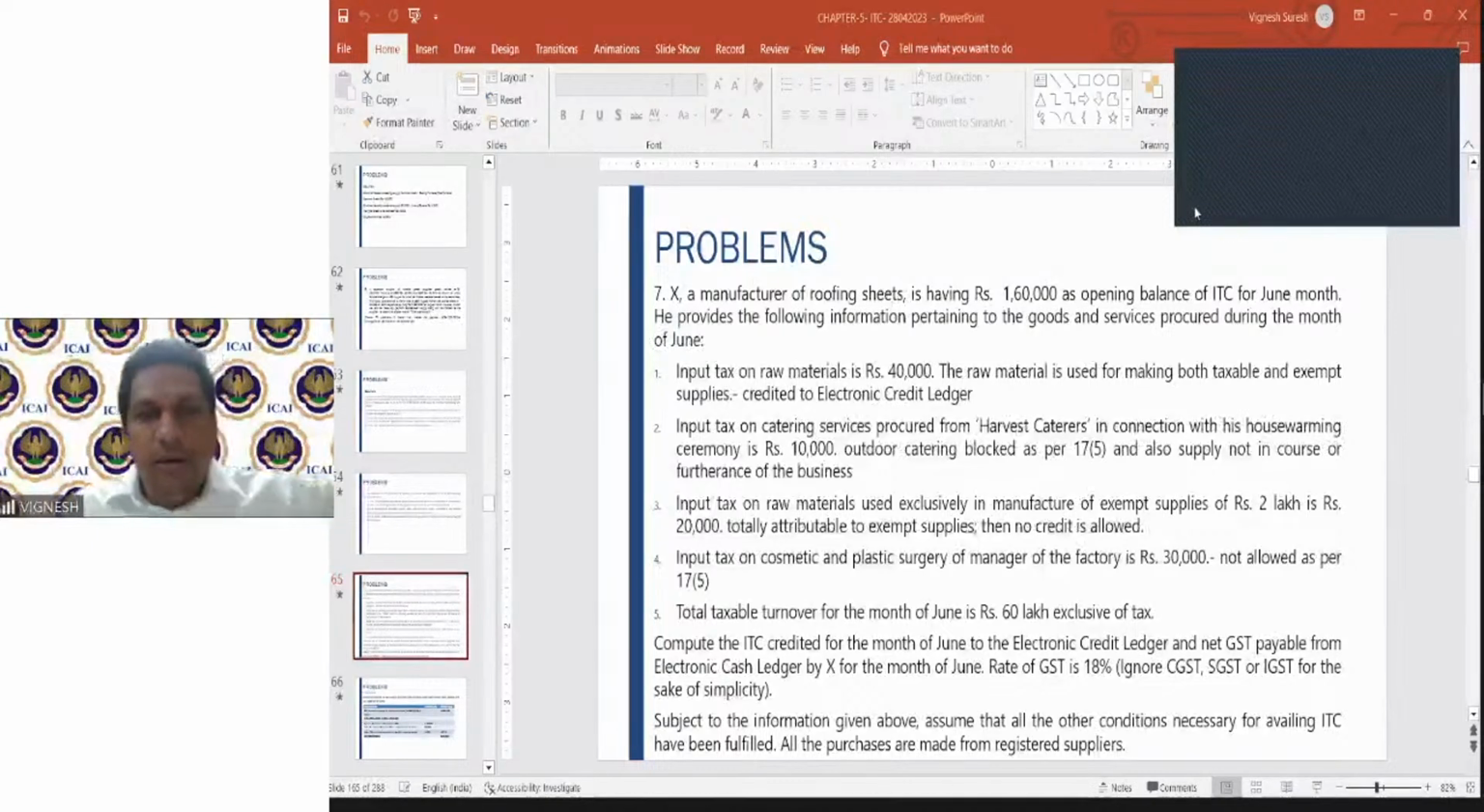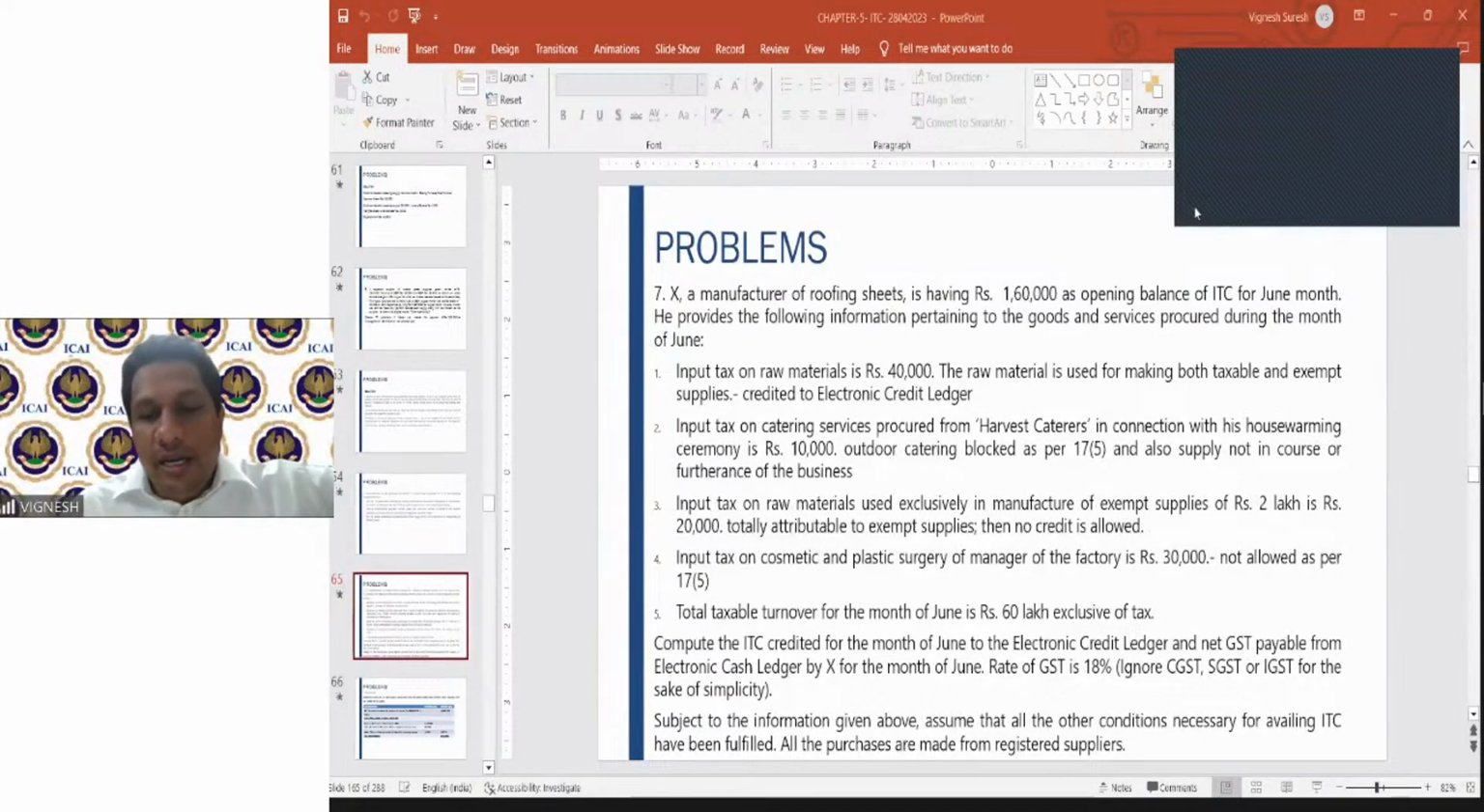So first, we have to calculate the ITC which is available, and then we have to also calculate the net GST which is payable. So first ITC available we have to calculate. Forget about the bifurcation of CGST, SGST, IGST, that is not given in the problem. So assume everything to be GST and work it out. Opening balance is 1,60,000, and we also have to work out what is the ITC which is credited to the electronic credit ledger.